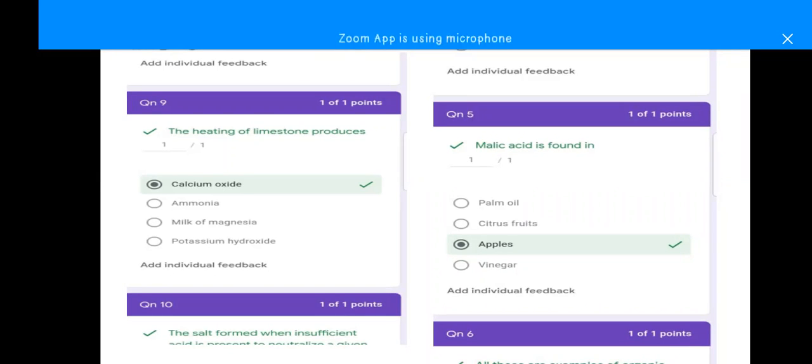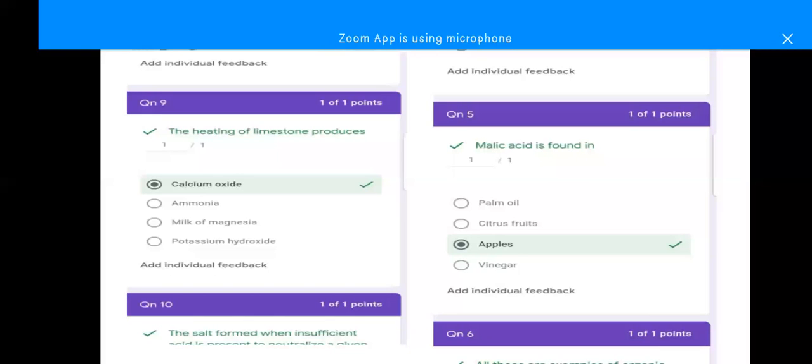So when you look at the ammonia, milk of magnesia, and potassium hydroxide, they are all bases. So one thing to know, they are all bases. But when you heat limestone, the product that you get is calcium oxide. That is CaO, capital C, small a, O. That is the chemical formula for calcium oxide.